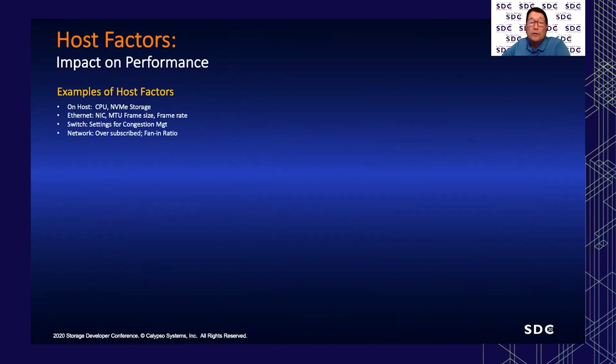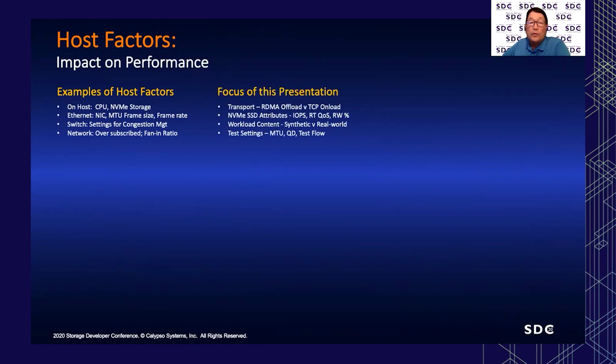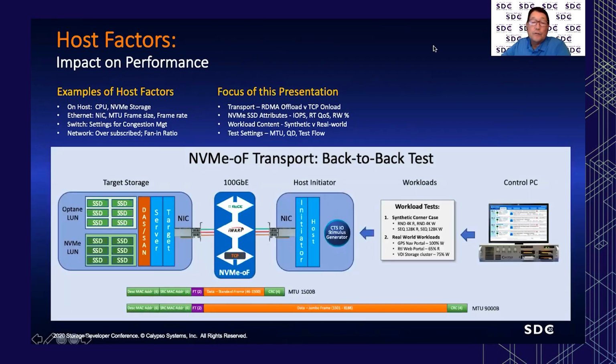Examples of host factors include CPU and NVMe storage, the NIC, the maximum transmission unit frame size and frame rate, switch settings, and network topography. In today's presentation, we're going to focus on NVMe over Fabric transports for RDMA offload and TCP onload. We're going to look at NVMe SSD attributes, workload content, and test settings. The following illustration shows the back-to-back test setup where we will have a host initiator applying test IOs across the NVMe fabric to target storage.